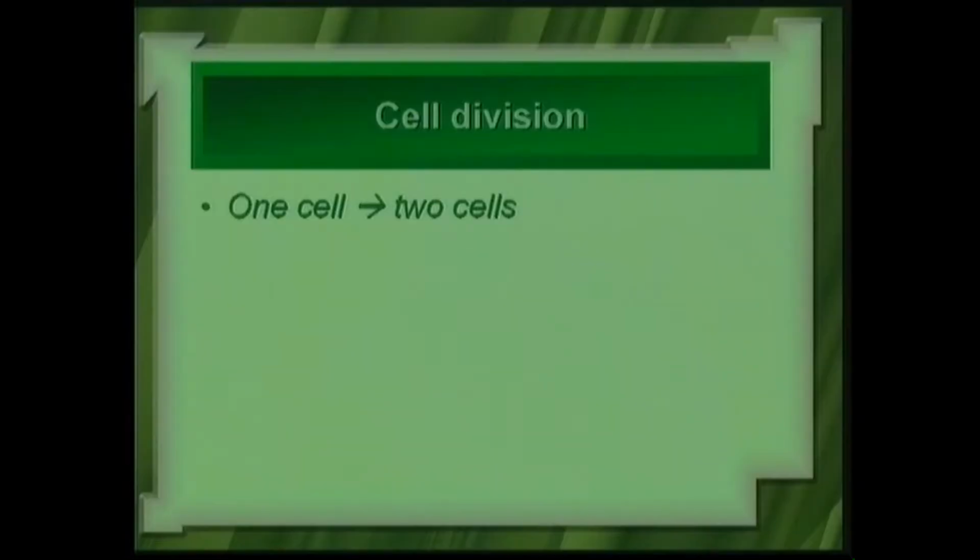What happens during cell division is that you start off with a single cell, and then after cell division, you'll end up with two cells. Usually the one cell that you start with is called the mother cell or the parent cell, and the two cells you end up with are called the daughter cells. It doesn't imply gender; it's just the convention that we use.